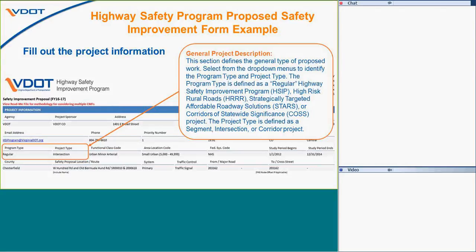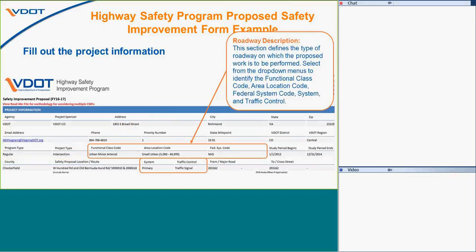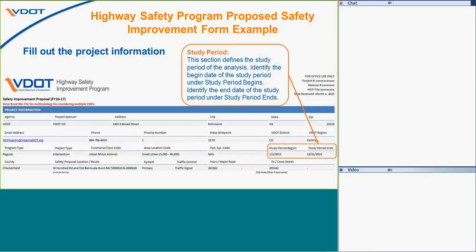A general project description is entered, and what type. There are drop-down menus to identify what type of program, whether it's HSIP or if it's part of STARS or a corridor of statewide significance. Roadway description, including functional class, the alignment, the system code, and whether it's primary or in traffic control are also things that are filled out through drop-down menus as well.